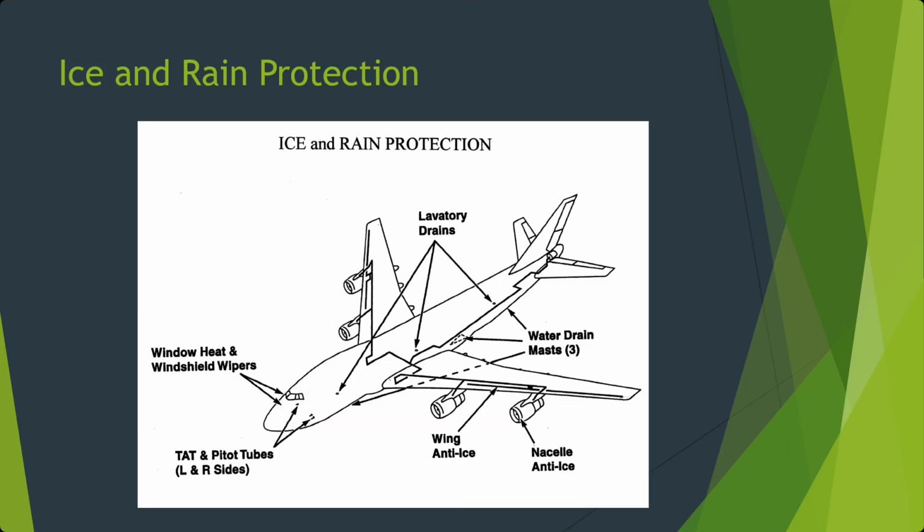And then finally, there are drain masts along the bottom of the aircraft for things like lavatory sinks and the sinks in the galley. Those typically drain overboard, compared to the toilets, where the waste is held in holding tanks on board the aircraft to be emptied on the ground. But the hand washing water, the water overflow from the coffee makers, that kind of thing, is all typically just drained overboard into the atmosphere.